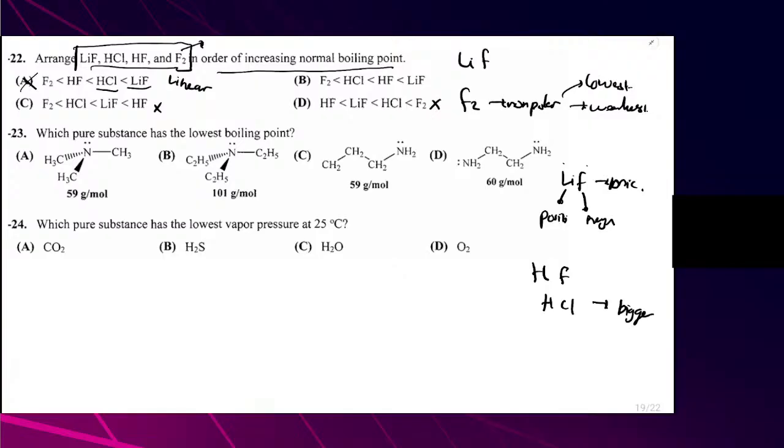Oh, okay, okay. Sorry. Because HF has hydrogen bonding, this is higher than HCl. So it will be B, right? F2 because F2 is non-polar, HCl because it only contains the dipole, HF is hydrogen bonding, and LiF is the ionic bonding. So the answer will be B for number 22.